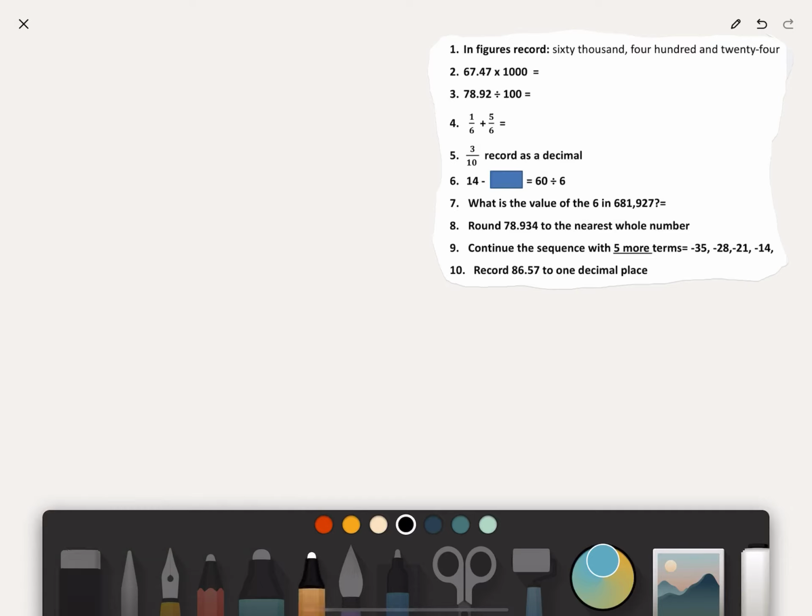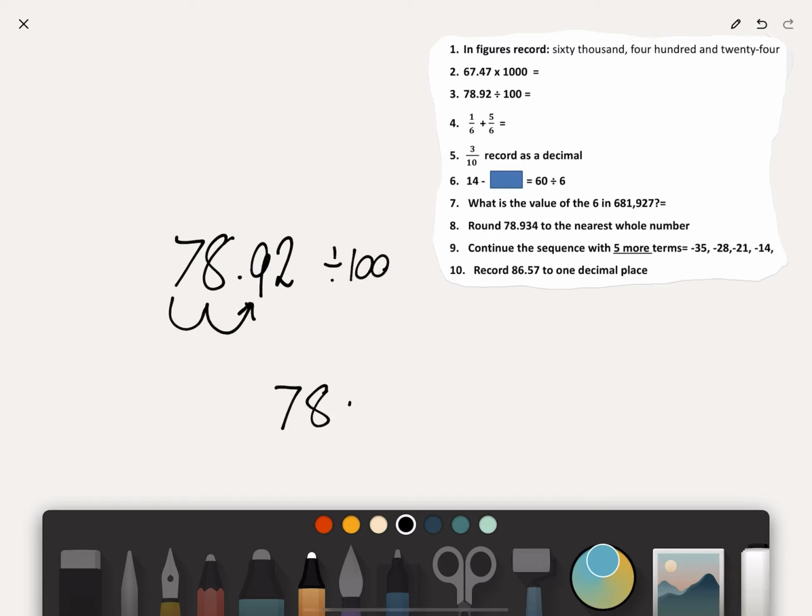It's a bit rusty. 78.92 divided by 100, so it moves 2 place value columns to the right. 1, 2. So the 7 is going to end up in the tenths. So it's 7, 8, 9, 2. So I'm putting there 0.